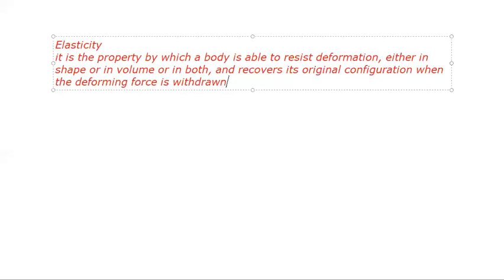But if you apply the same force to steel, then what happens? First, it will not get deformed. Second, even if you apply a very large force to deform it, after you have withdrawn the force, steel will regain its original configuration. So steel is more elastic than a rubber band, right? It may look like the rubber band is more elastic because you can stretch it very easily. No, that is not the elasticity.